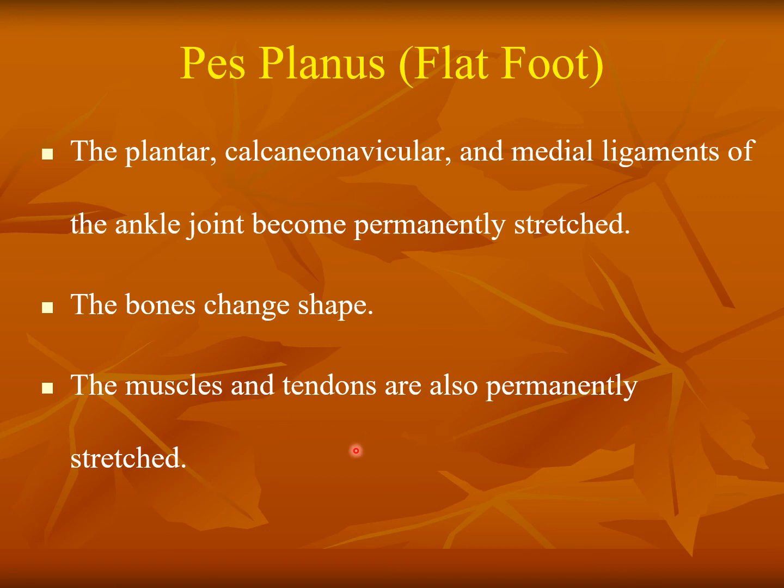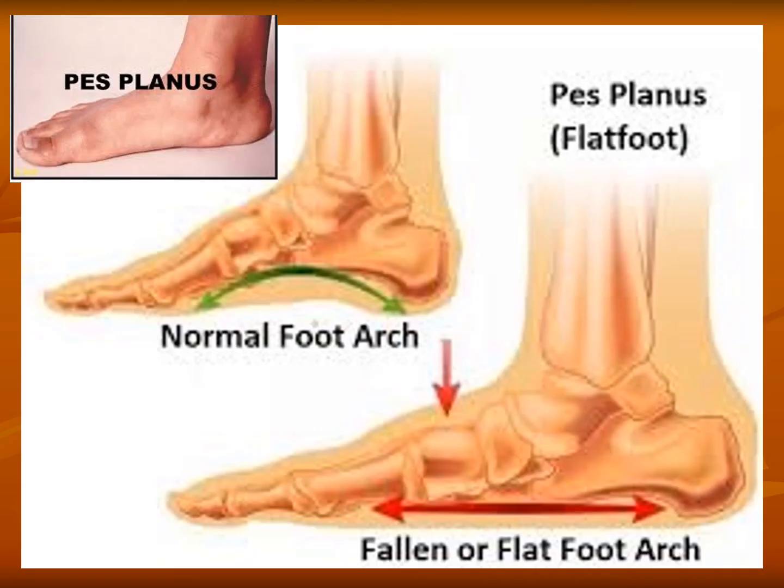Because of this permanent stretch and continuous pressure, there is no more arch, and it is just a flat area on the medial border. Here you can see this is the normal arch, and this is pes planus, so you can't appreciate any arch on it. And here you can see the displacement of the cuboid bone causing the other bones to lie down, and this is known as a fallen or flat arch. So this is pes planus, or the flat foot.